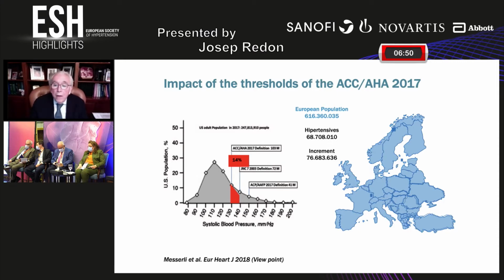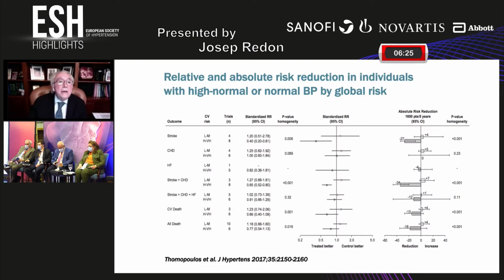Well, where can we get information in order to consider what needs to be done in this gray zone between 130 and 140? Well, we will get information from 3 points. First of all, from some clinical trials, this is the meta-analysis published by Tomopoulos and Professor Alberto Zanchetti, which considers the relative and the absolute reduction in individuals with high normal or normal blood pressure, but considering the presence of global risk.